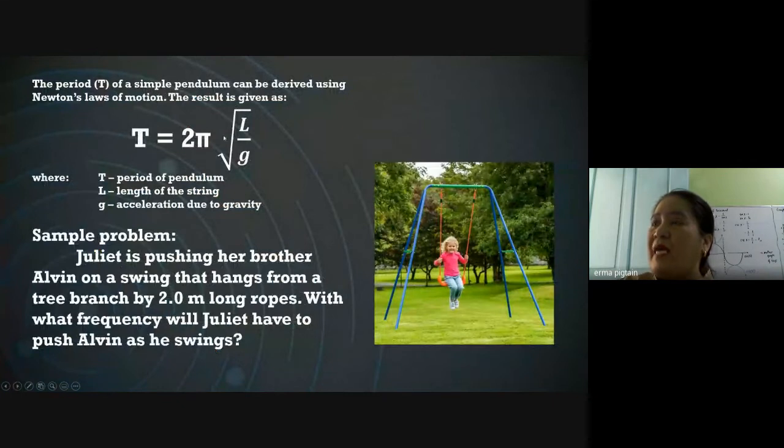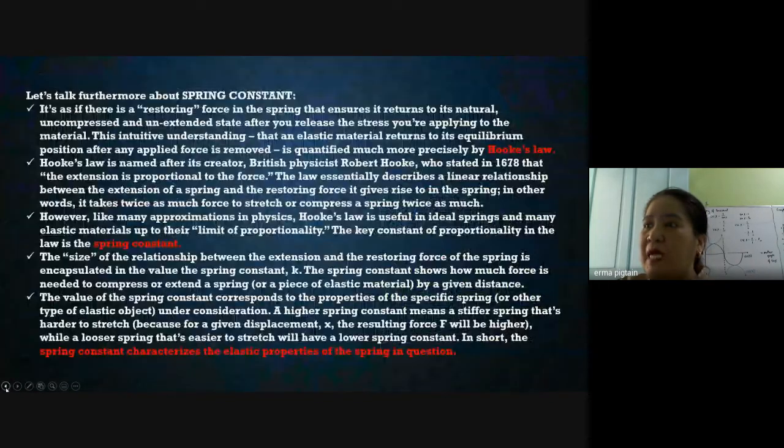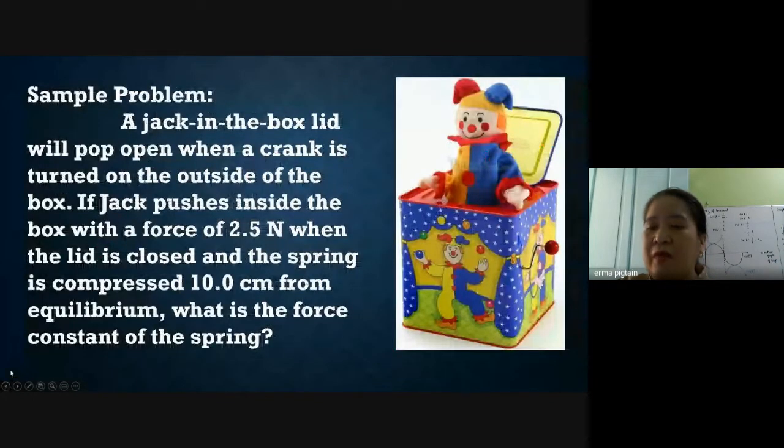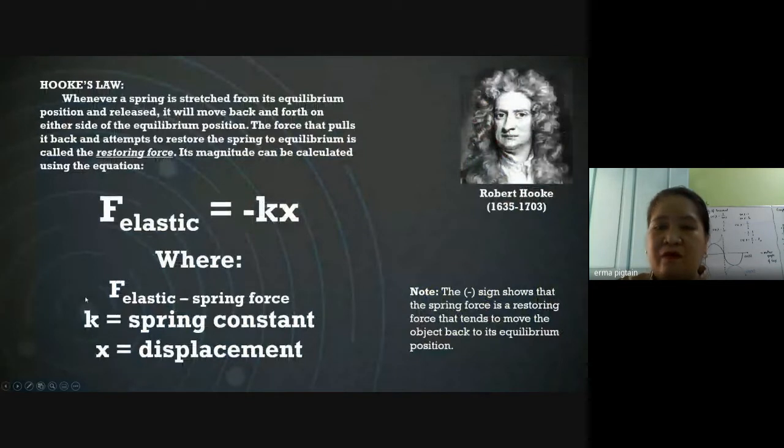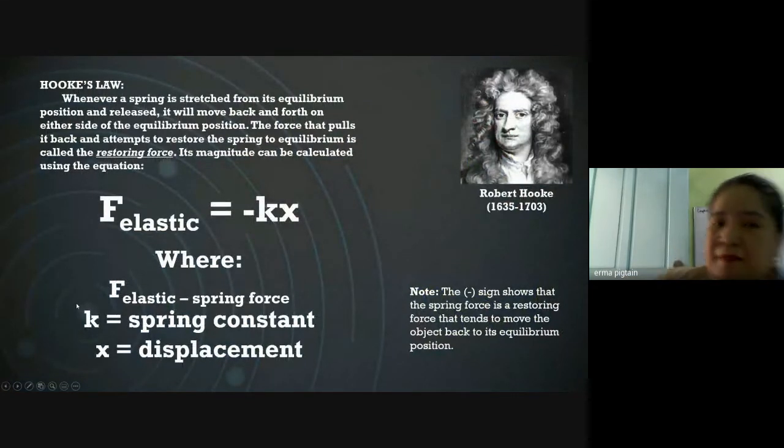So, ito naman mga anak, ano naman to? Another way of computing the period in terms of Newton's laws of motion. Okay? So, solve natin to. Tingnan natin kung maa-apply natin yung ating value kanina ng spring constant. Okay? So, again ito yung value ng ating spring constant.